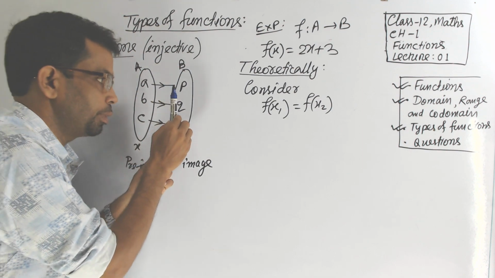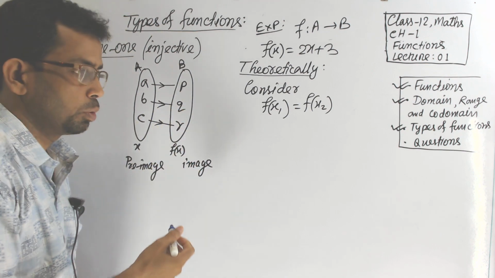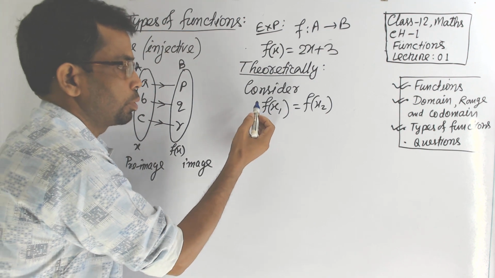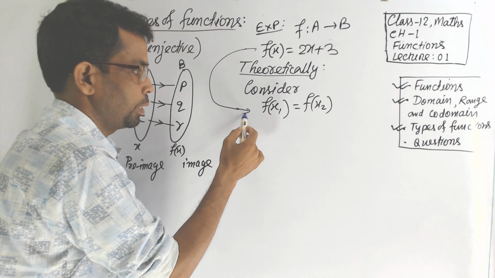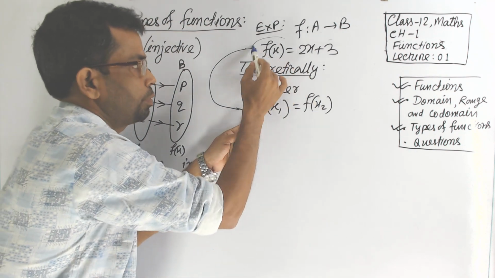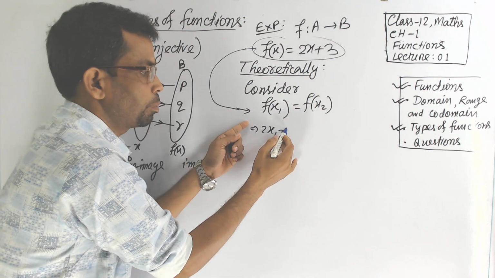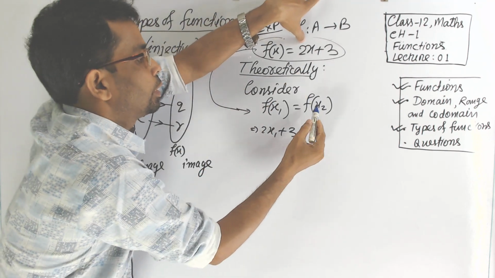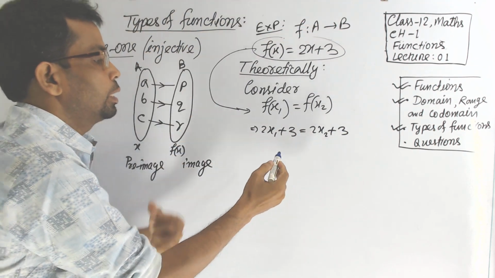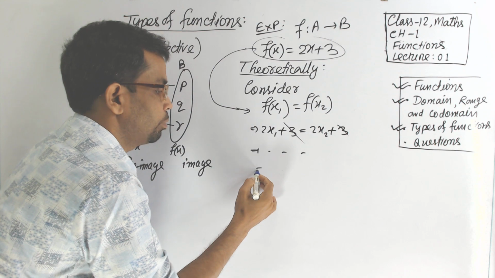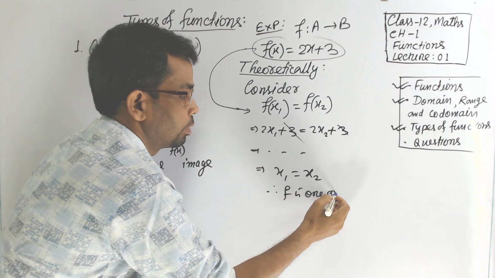Different elements in A have different images in B. Theoretically, to check whether a function is 1-1 or not, the process is like this. Consider f(x1) equal to f(x2), and let's take an example to explain. If we take f(x1) from this function, x is replaced by x1, so it will be 2x1 plus 3, and f(x2) means x is replaced by x2, so it will be 2x2 plus 3. Then simplify, and if we can show x1 is equal to x2, then we say the function is 1-1, that is, injective.